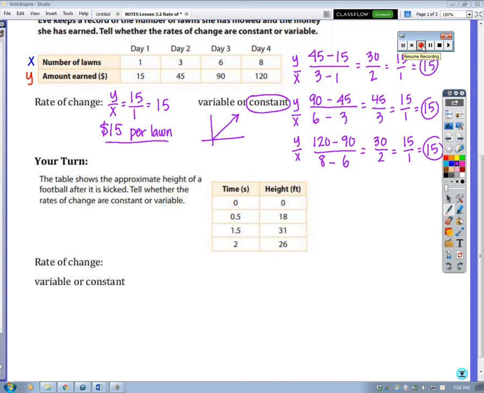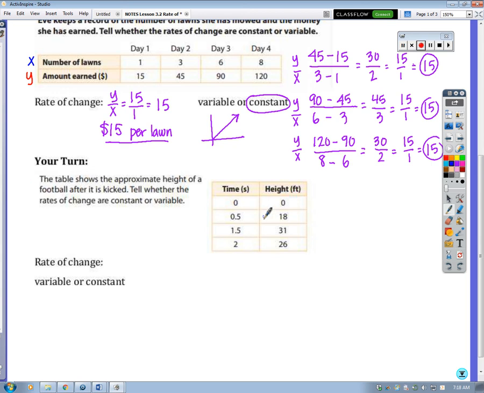Okay, so hopefully you paused the video, you took a little bit of time to solve this question and determine if this rate of change is constant or variable. So the table shows the approximate height of a football after it is kicked. Tell whether the rates of change are constant or variable. Sometimes we'll be able to just look at this question and say, well, a football doesn't move at a height that is constant, but we're going to go ahead and take the data and look at it anyways.